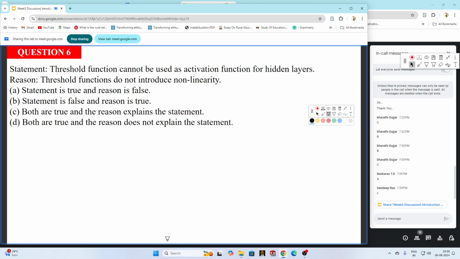So Bharati is telling A, someone is telling C, someone is telling A as well as D. Okay.